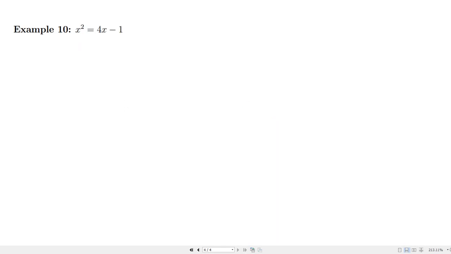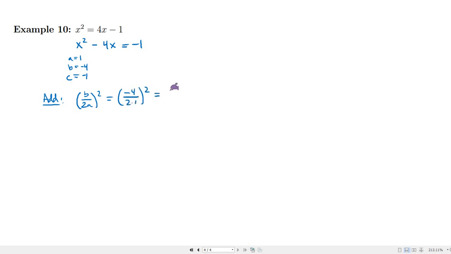Okay, so continuing on, our next problem, let's first get into sort of standard form. So then we'll have x squared, subtract the 4x over here, and then we have minus 1. So a is 1, b is minus 4, and c is this minus 1 here. So then we would divide both sides by a, but that's 1 in this situation, so we are going to add b over 2a squared. So that would be minus 4 over 2 times 1 squared. So this is minus 2 squared. So that's a 4. So we're going to add 4 to both sides.